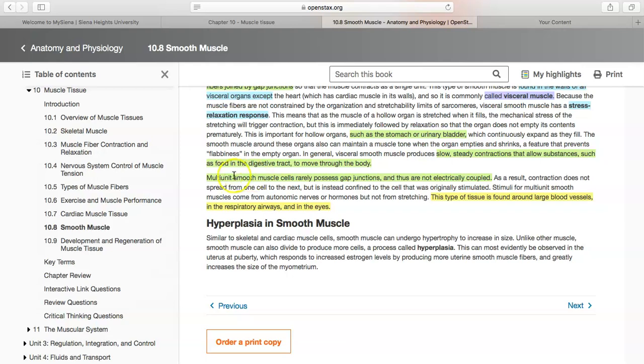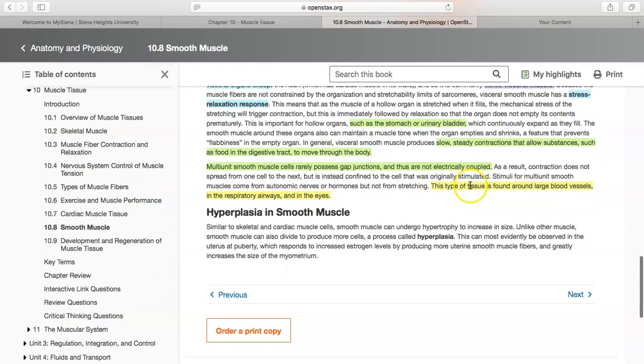And then when we talk about the multi-unit smooth muscle cells, they won't possess gap junctions, which makes sense because if they're multi-units, they're not going to be electrically coupled, basically sending signals from one cell to the next. So there are basically many different units. And basically what that means is contraction won't spread from one cell to the next, but it's going to be confined to the cell that is stimulated.